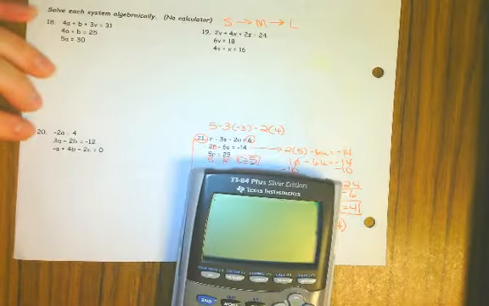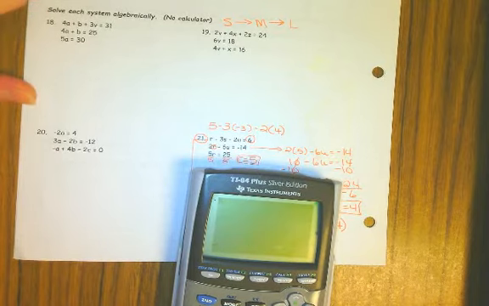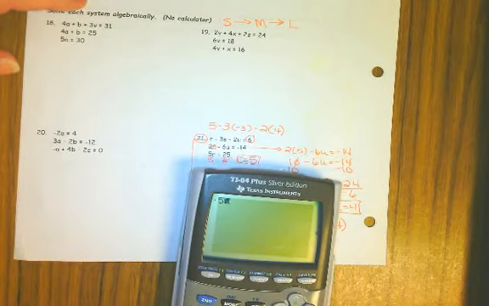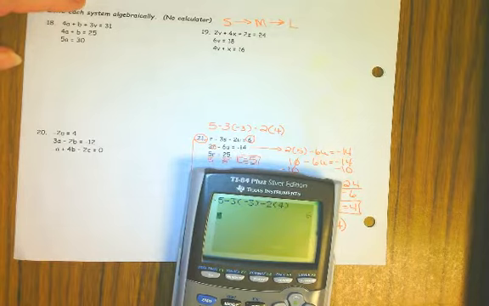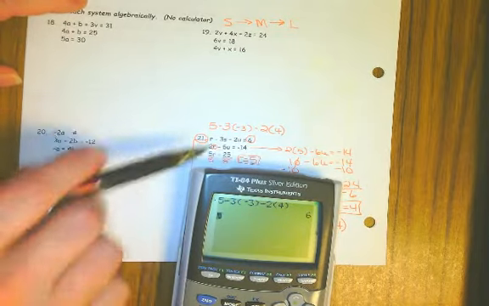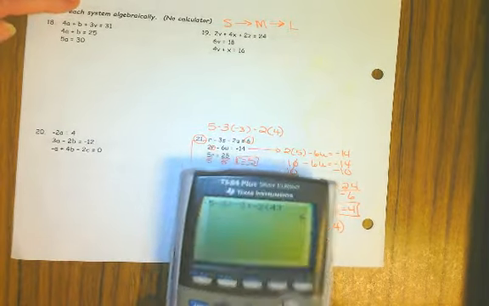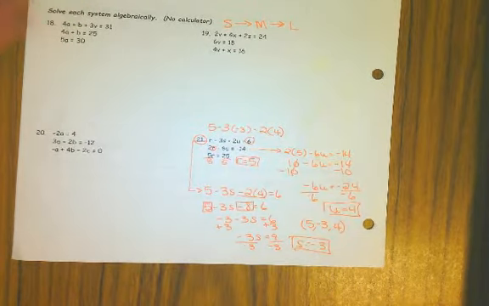Okay, so if I come here, I'm going to type all that in. So I have 5 minus 3 times negative 3 minus 2 times 4. And yay, it equaled 6. So I know I'm correct. Okay, that should be it.